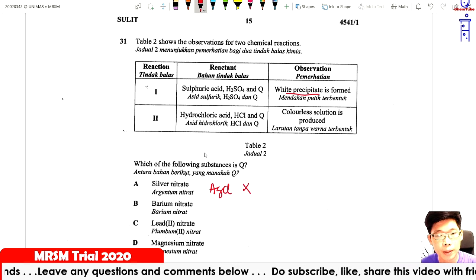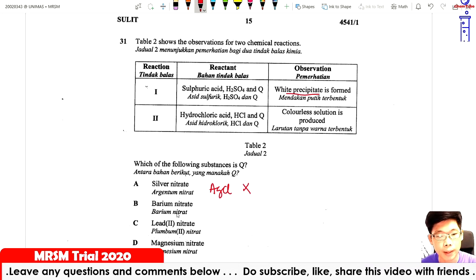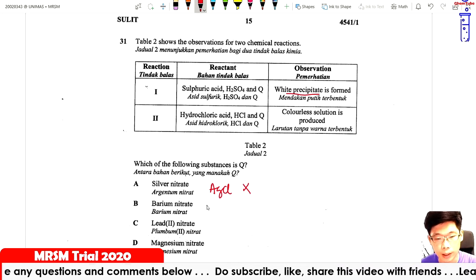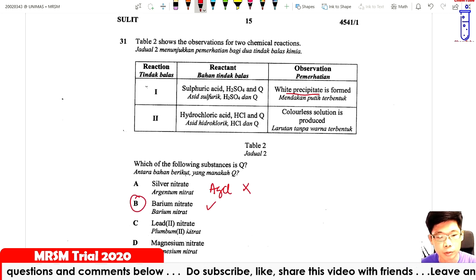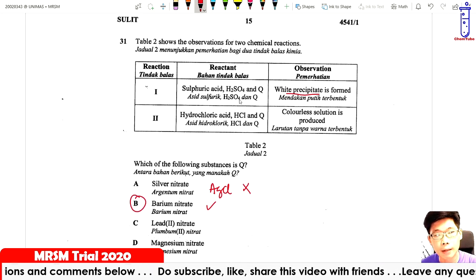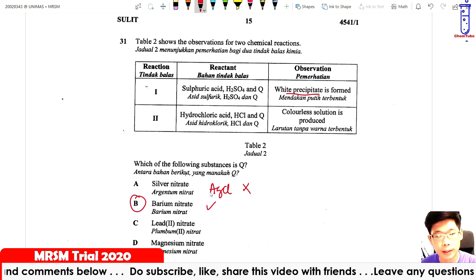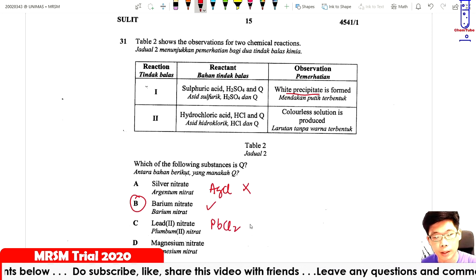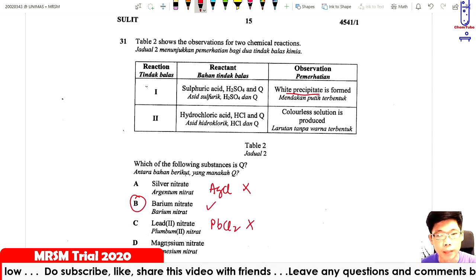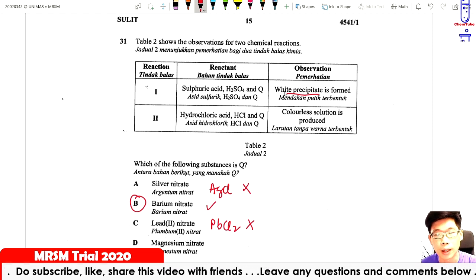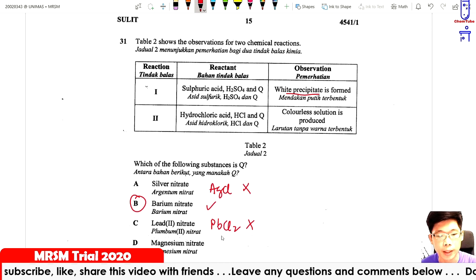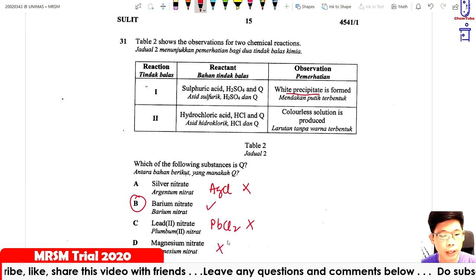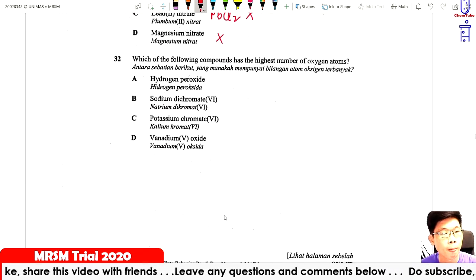Okay, barium sulfate, yes. Then barium chloride is soluble. This one is correct. The B should be the answer. Lead sulfate, then lead chloride, it should be white precipitate also. So this one no. Magnesium sulfate, it won't form any white precipitate. So D is also out. B is the answer.